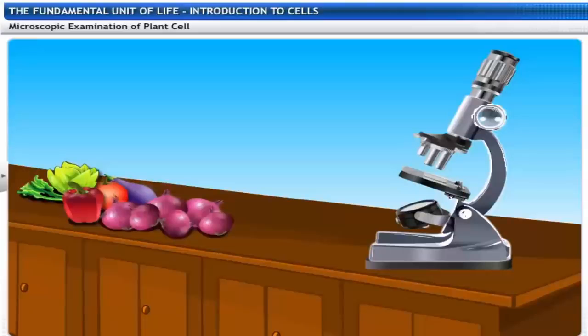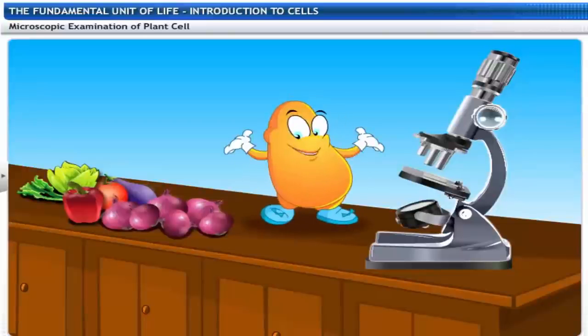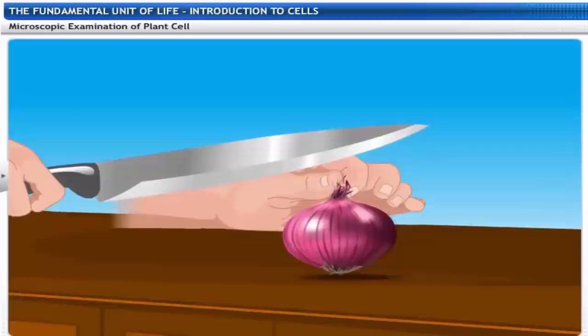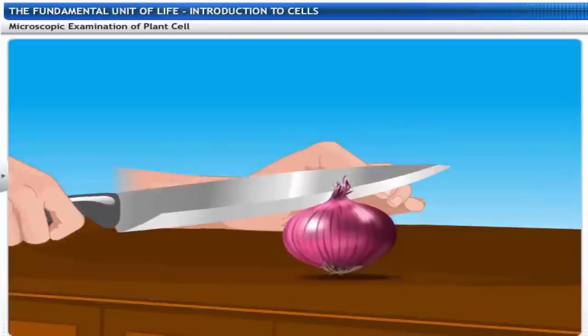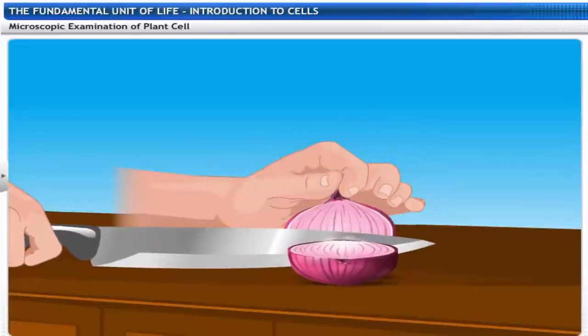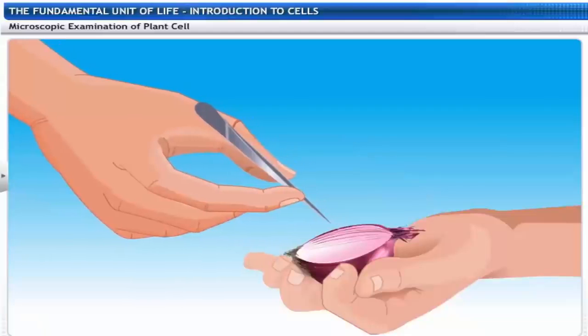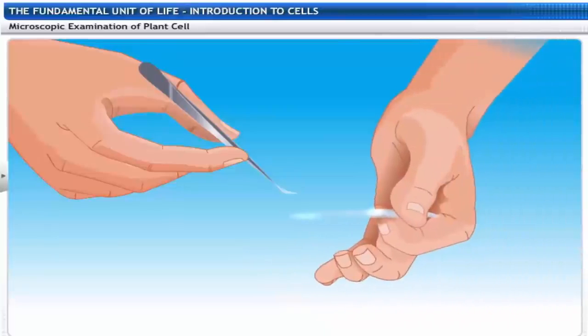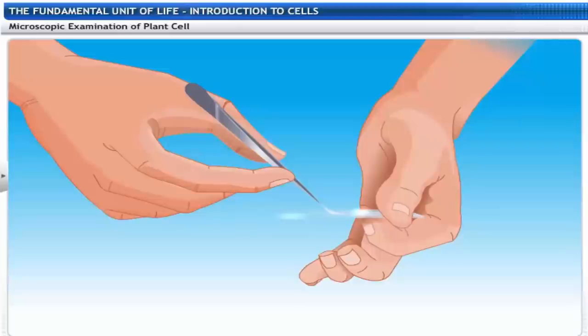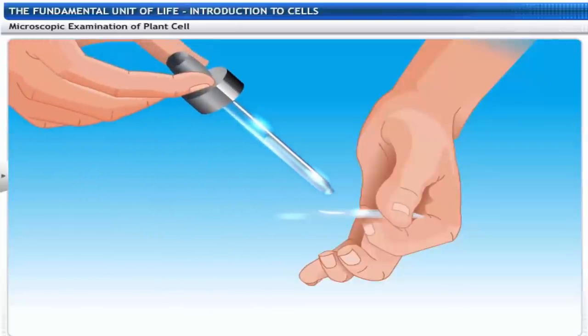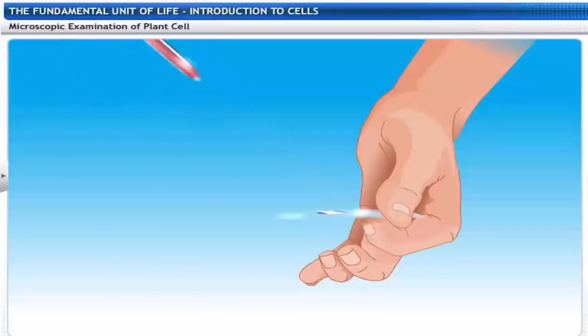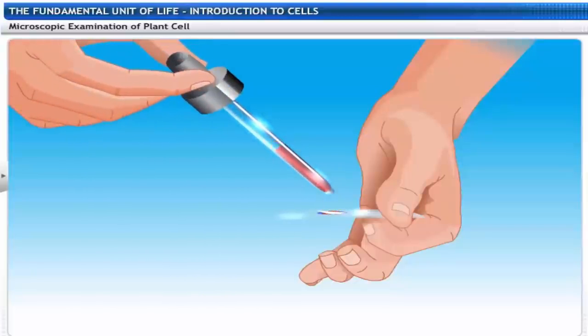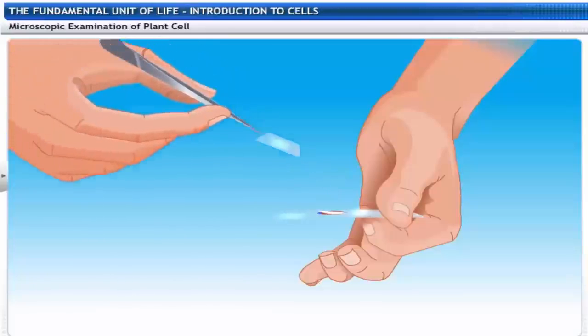Let's do a microscopic examination of a plant cell. Now, this is going to be fun. Here's an onion. We'll begin by cutting it into halves. Peel off the thin inner layer using forceps. Spread the thin peel on the glass slide. Put a drop of water on it. Add a drop of iodine solution to it. Place a cover slip on it.